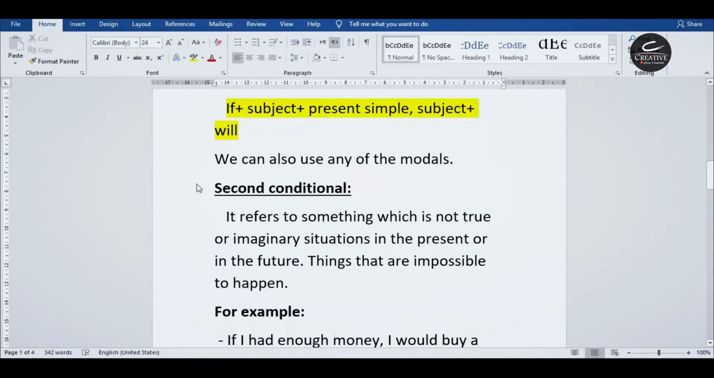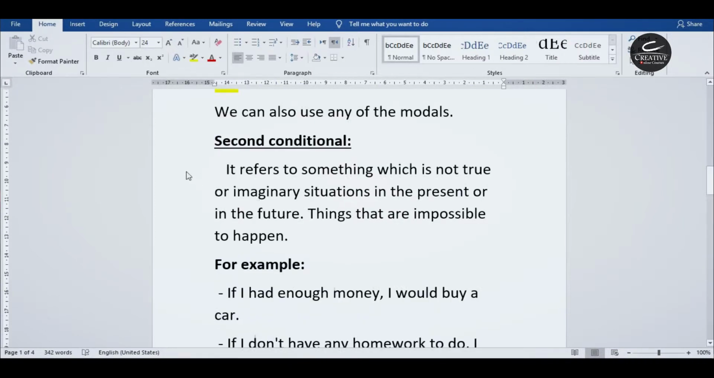Okay, we have the second conditional of if. The second conditional, we use it if we want to refer to something which is not true, or an imaginary situation, something that cannot be fulfilled. It's impossible to happen. Okay, whether in the present or in the future. Okay, so the second conditional, we use it to talk about the imaginary things or things which are impossible to fulfill. For example, if I had money, I would buy a car.